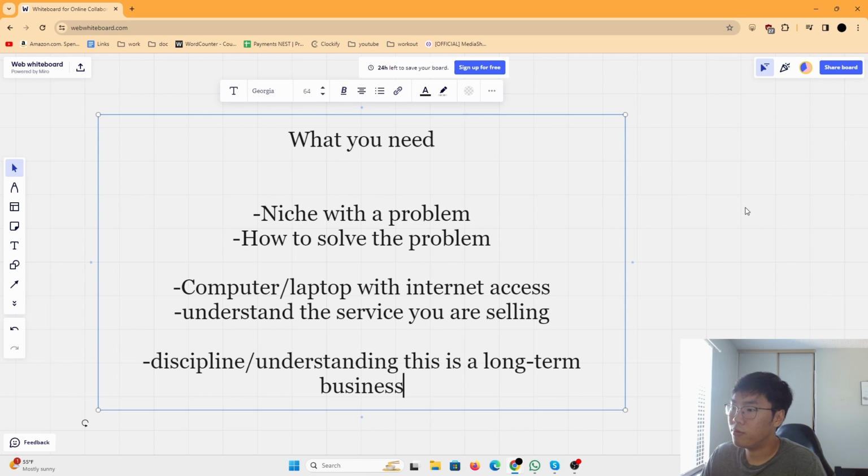But yeah, this is pretty much it. People try to overcomplicate things. This is all that you need. You need a niche. Identify a niche with a problem, figure out a way to solve that problem. A computer or a laptop with internet access. Understand the service that you're selling. And then you need discipline. You need to be able to understand that this is a long-term business.